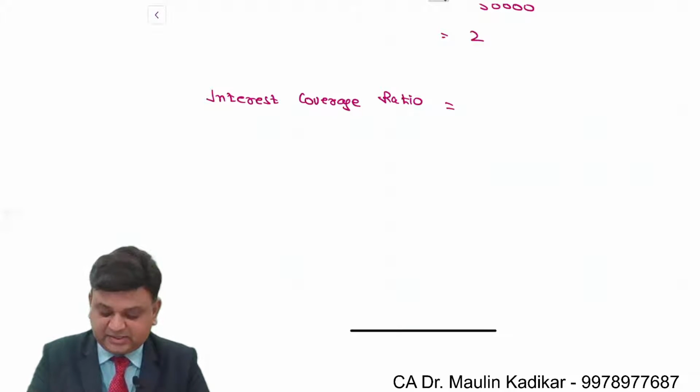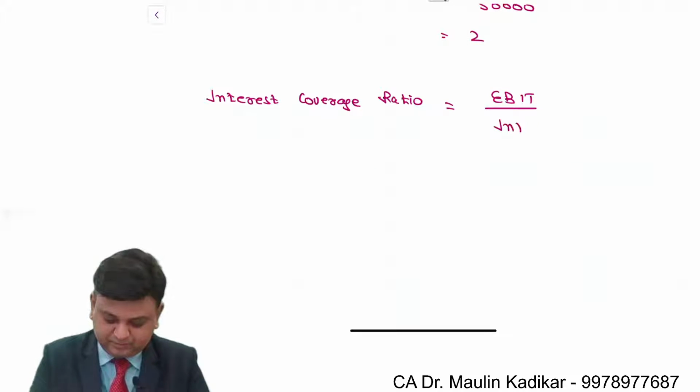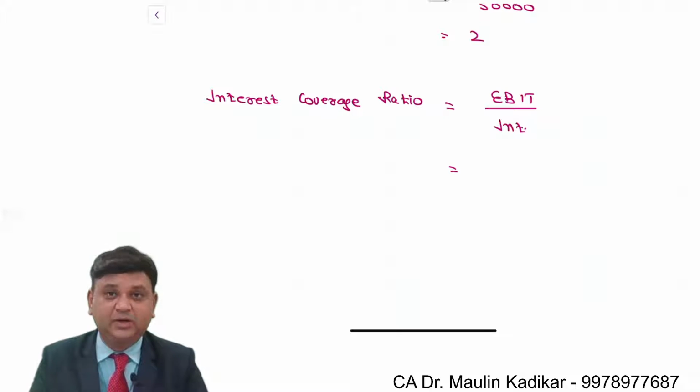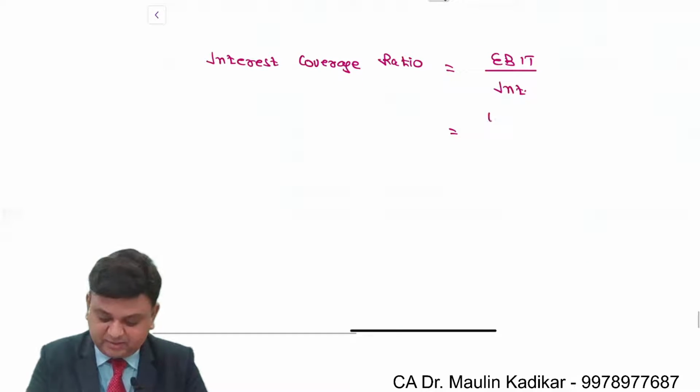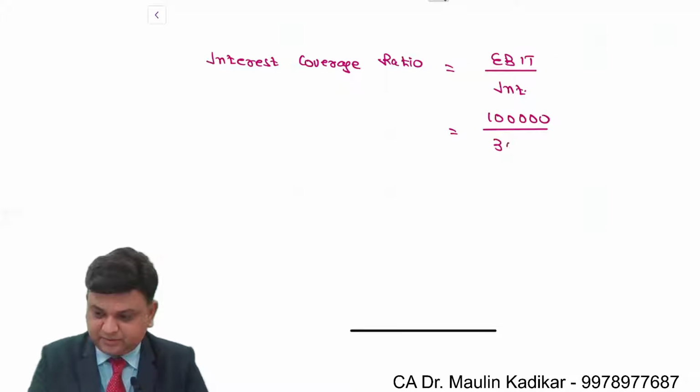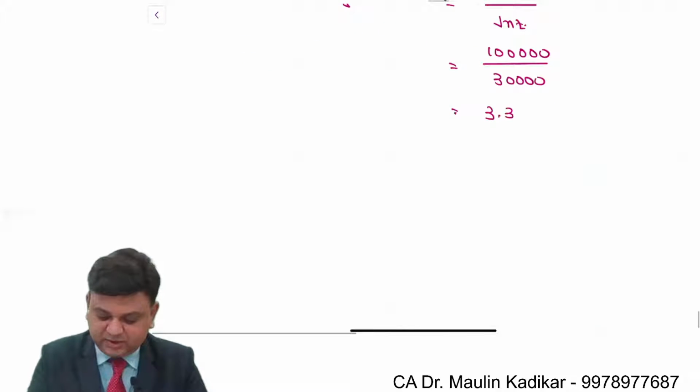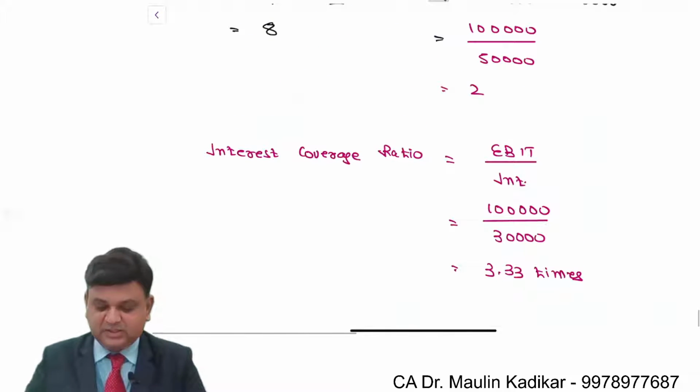It is calculated as EBIT upon interest. What is the amount of the EBIT? 1 lakh. And what is the amount of the interest? 30,000. So the answer comes to 3.33 times. This is the way the interest coverage ratio can be found.